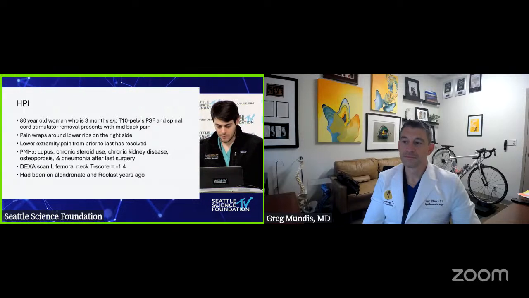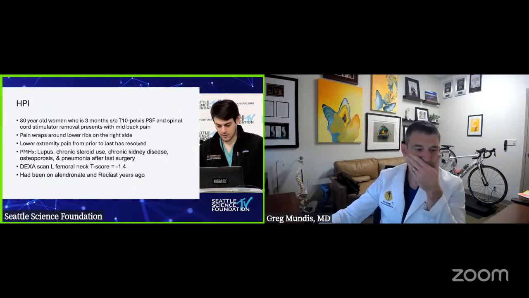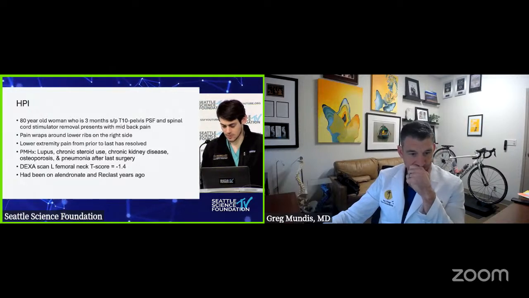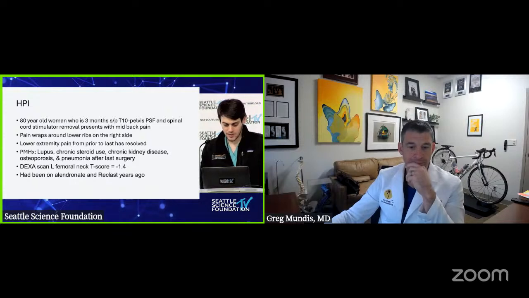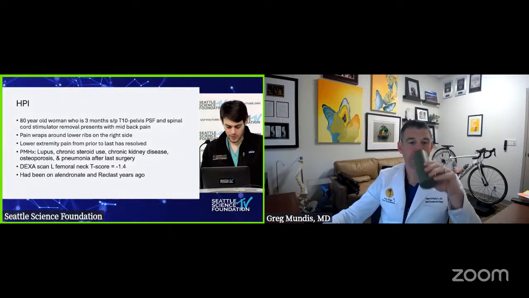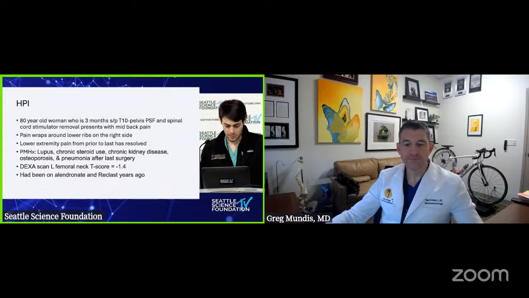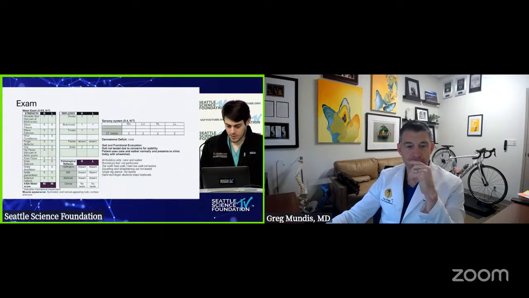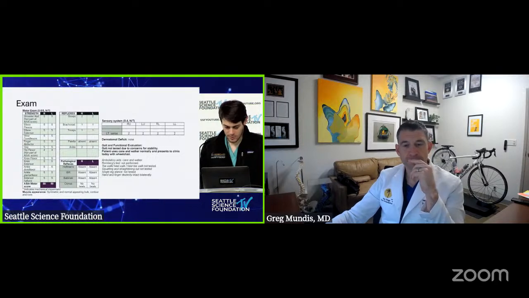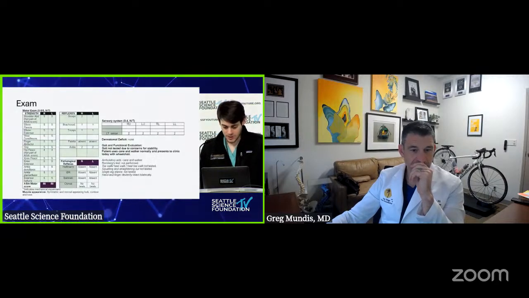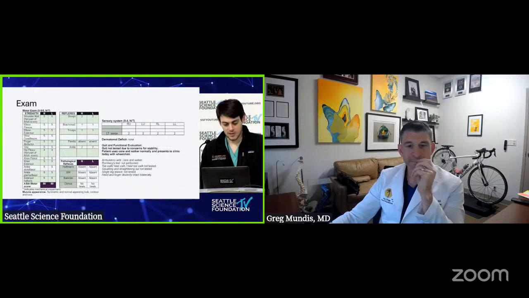She did have lower extremity pain prior to the index surgery that has completely resolved. Complex past medical history of lupus, chronic steroid use, chronic kidney disease, osteoporosis, and an episode of pneumonia after the index surgery. She had a DEXA about a year before this index surgery. T-score was negative 1.4 at the left femoral neck, and she had previously been on alendronate and reclassed years before that. Here's her neurologic exam, essentially neurologically intact with some slight hip flexor weakness, possibly pain limited, and absent patellar reflexes. Oh, and the patient is ambulatory with a cane or a walker normally, but is able to live with modest assistance at best.